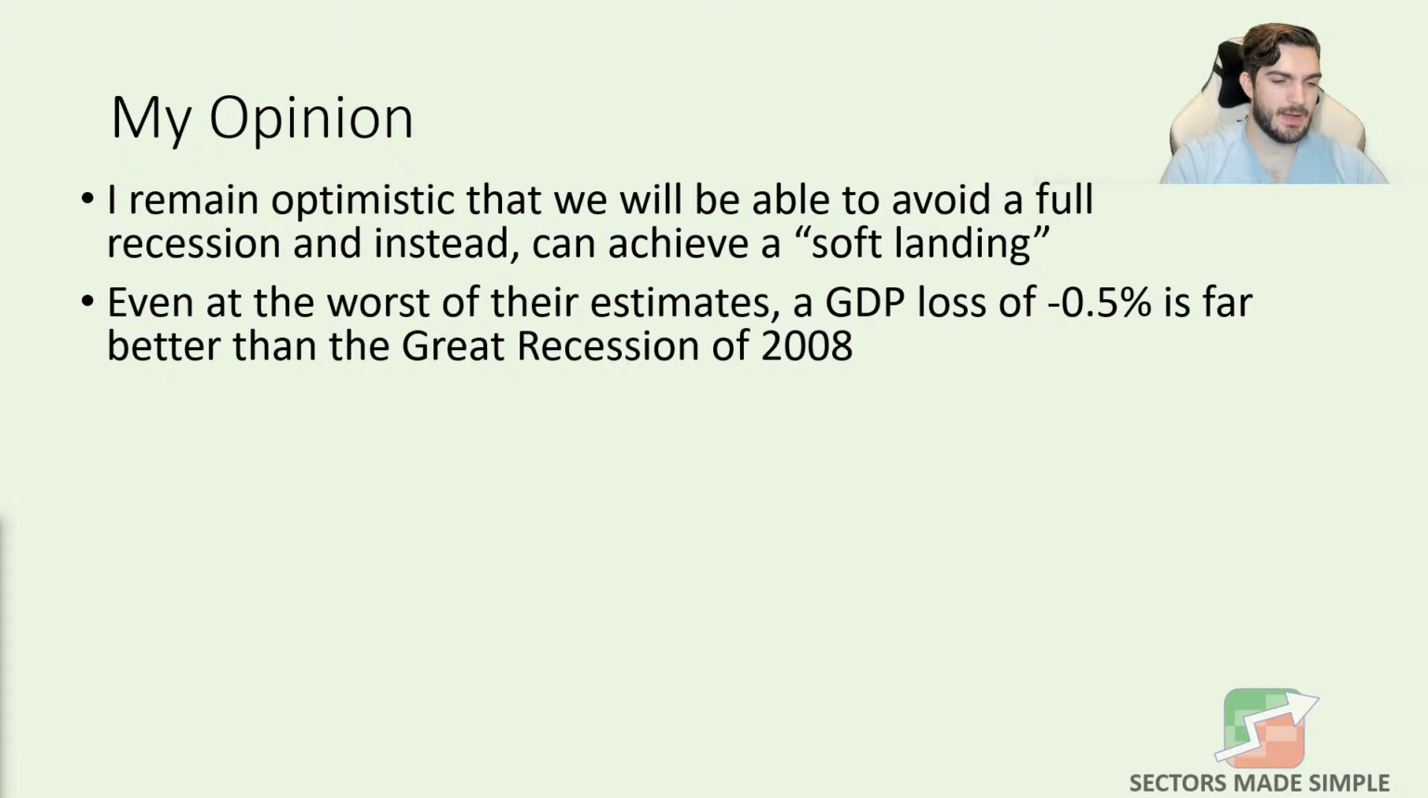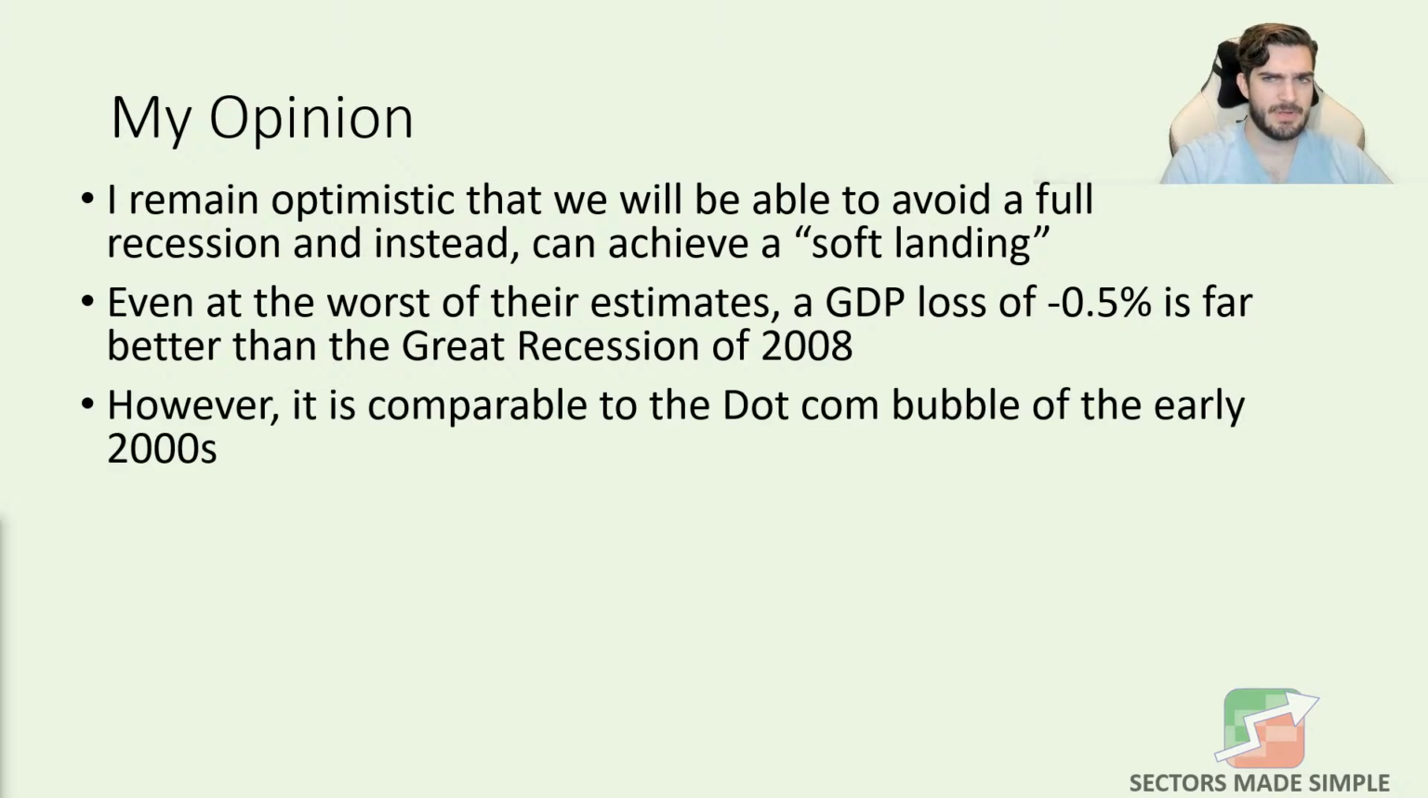But again, I want to give both sides here. I don't want to only show you the side that proves my point. Because 0.5% is within the range of what we saw in the dot-com bubble in the early 2000s. So, do I expect this to be the Great Recession Part 2? No. Do I think that the fact that GDP is at worst going to be negative 0.5 is an indicator that we're not going to be in a recession at all? No. I'm not going to say that we're definitely going to avoid a recession. I'm hopeful that we can avoid it.